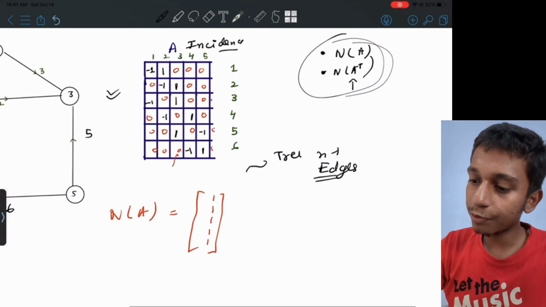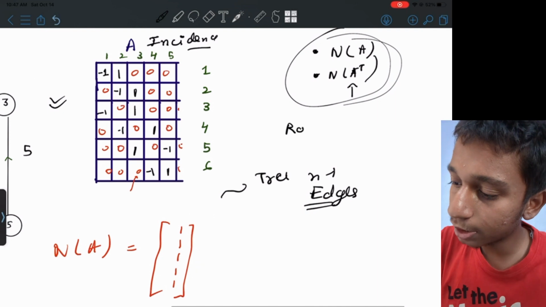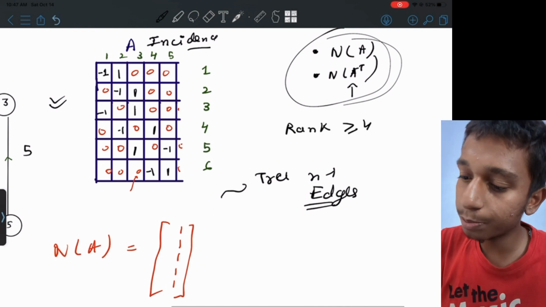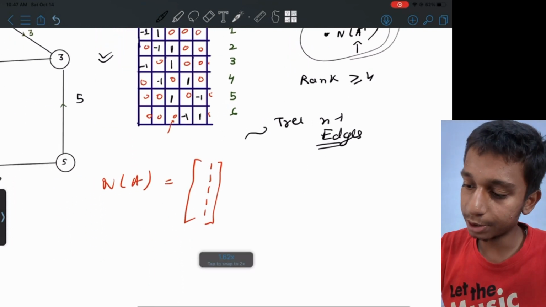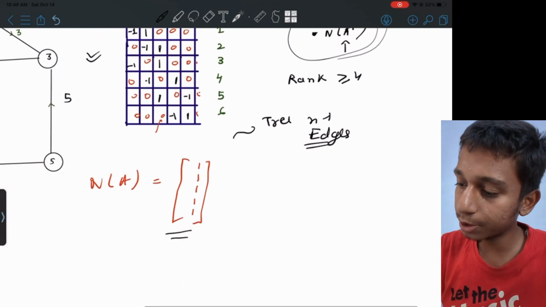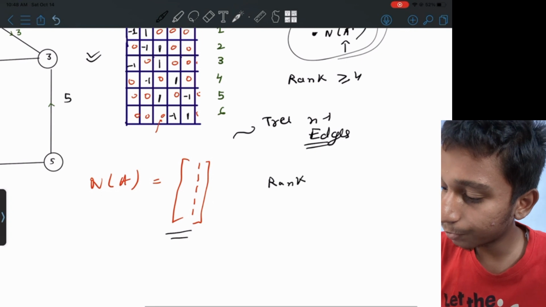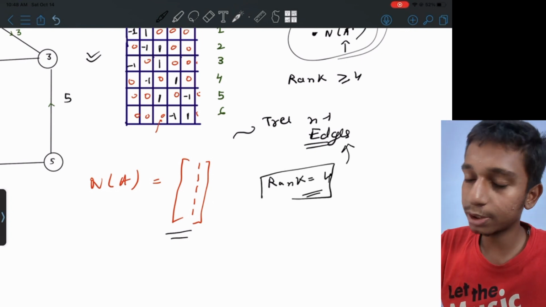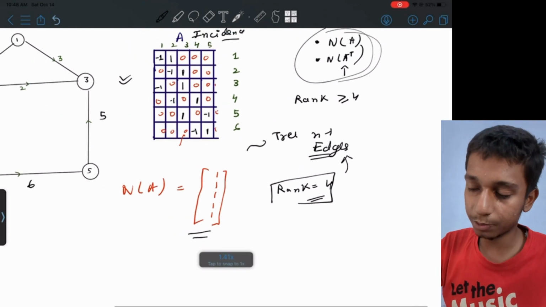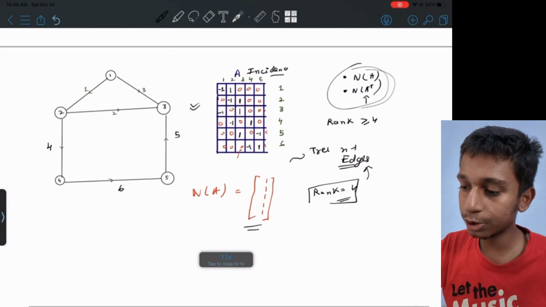And therefore we have deduced that the rank is at least 4 because the first 4 columns are independent, and since we already have an element in the null space, we can very surely say that the rank is exactly equal to 4, which again matches the n minus 1 edges fact that was shown earlier.